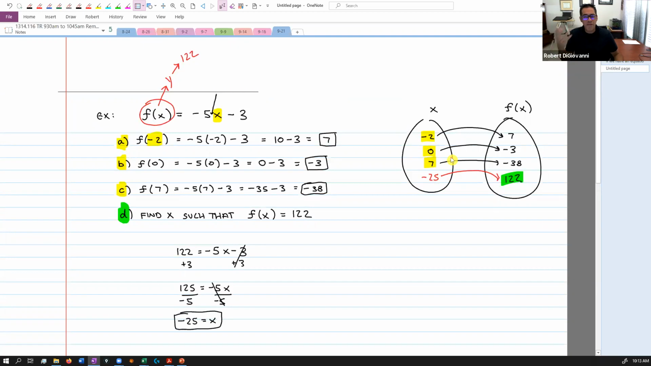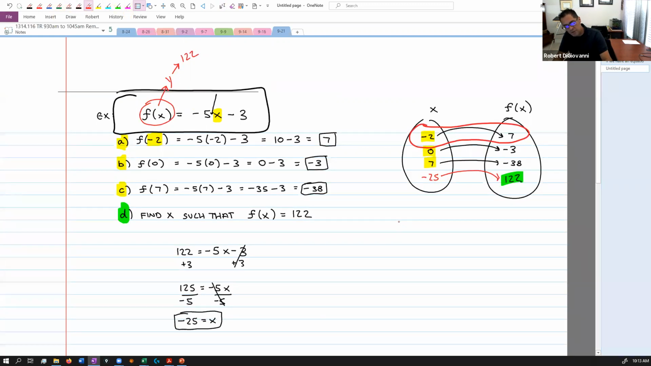If I were to try and visualize what this function is doing, like what it looks like, then what I could do is look at these relationships between these numbers and look at them as points on a graph. So for example, the first pair that we have here, negative 2 is my input, and my output was 7, right? So I can look at this like a point on a graph.